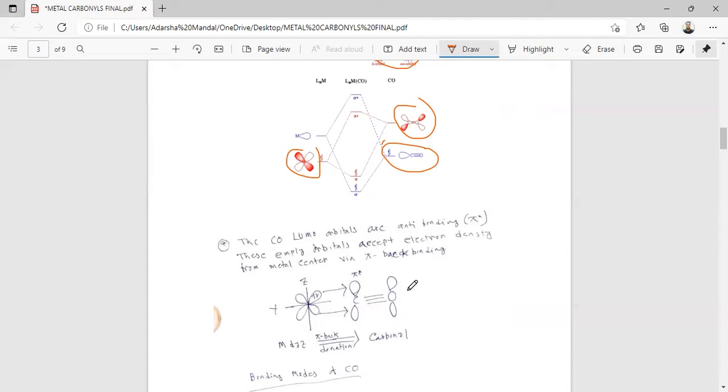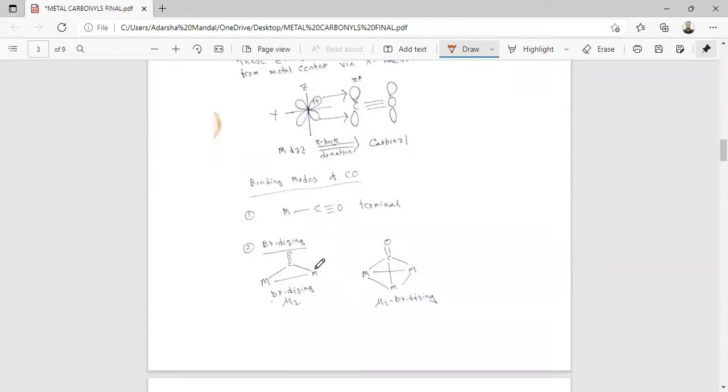If the metal is more electronegative, it will donate more electron density to the pi star orbital of CO, and that will decrease the bond order of the CO molecule. So that can be identified by the IR stretching frequency of the carbonyl molecule. Now I will discuss the binding modes of CO.